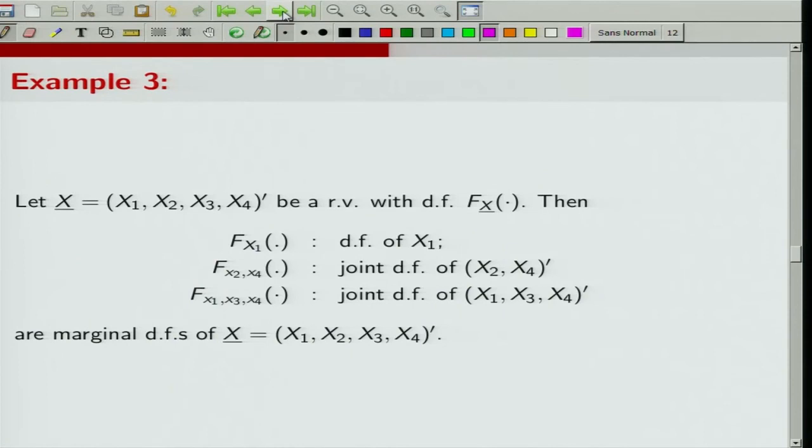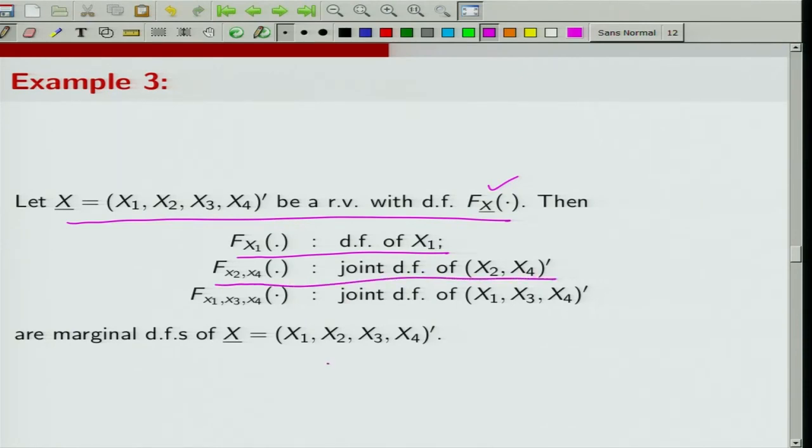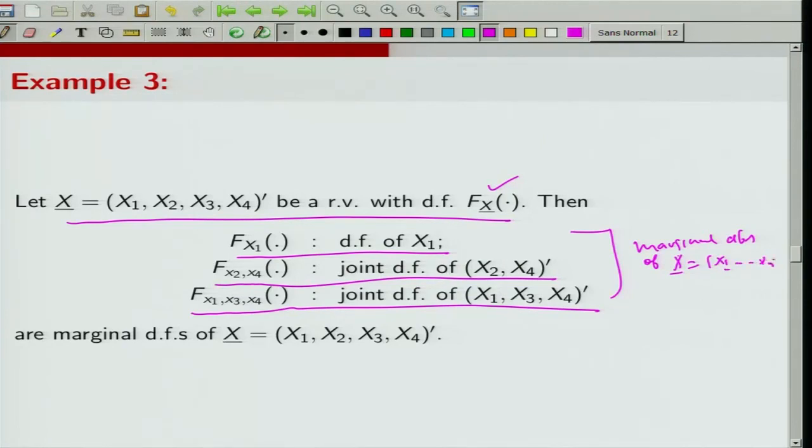So, let us take this example. Suppose (X1, X2, X3, X4) was a 4-dimensional random vector and F_X was its distribution function. Then F_X1 is the distribution function of X1, F_X2,X4 is the joint distribution function of X2, X4, and F_X1,X3,X4 is the joint distribution function of X1, X3, X4. These all are marginal distribution functions of X, which is (X1, X2, X3, X4), or these are also called marginal distribution functions of F_X1,X2,X3,X4. So, when we talk about the distribution function of a subset of random variables, we are talking about marginal distributions.